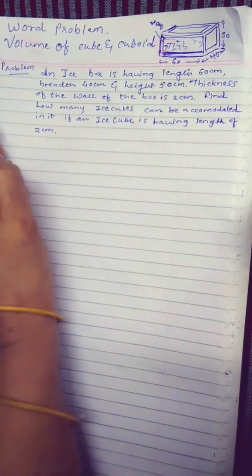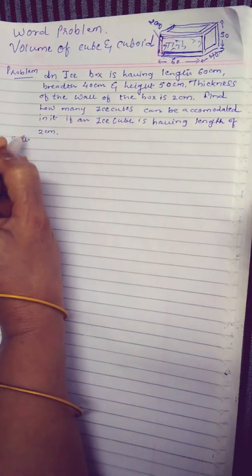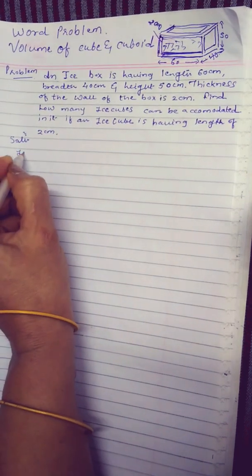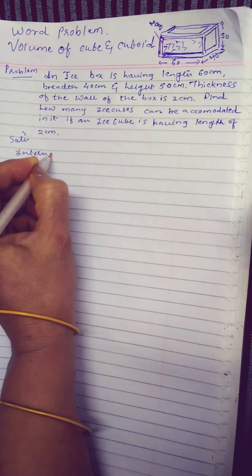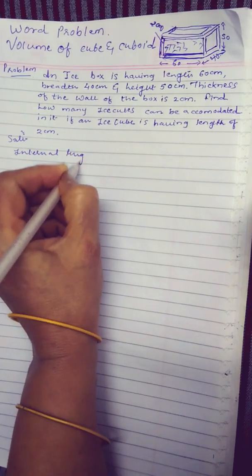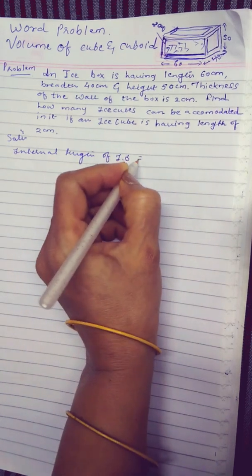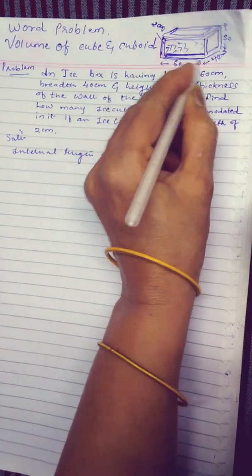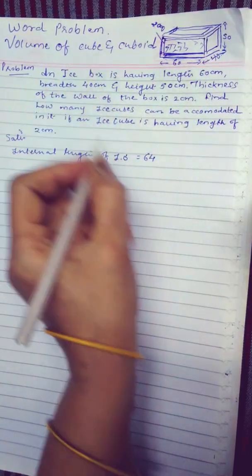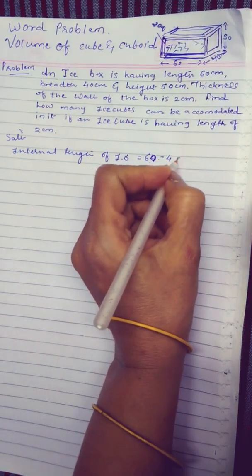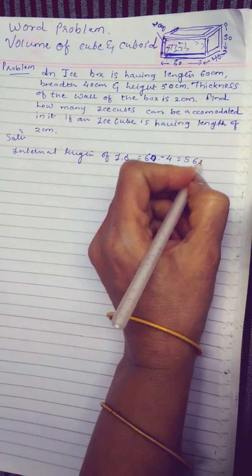Now, the solution. What do you have to do first? First we have to find the internal length of the ice box, which is equal to 60 minus 2 from here, 2 from here. So 60 minus 4 is equal to 56 centimeter.